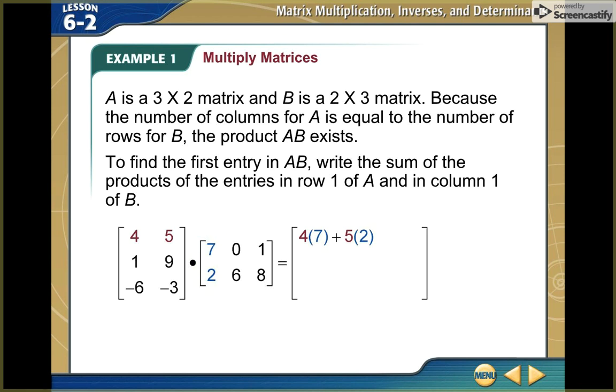If we were to look at the second one, so if I want that second piece, if I do the second row and the first column, those values are going to go down here. So I'm going to do 1 times 7, and I'm going to add the 9 times the 2.